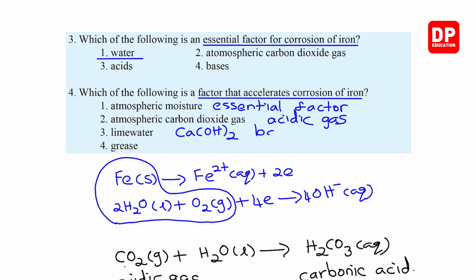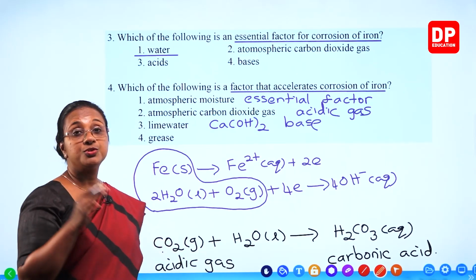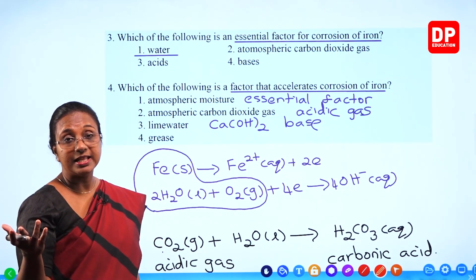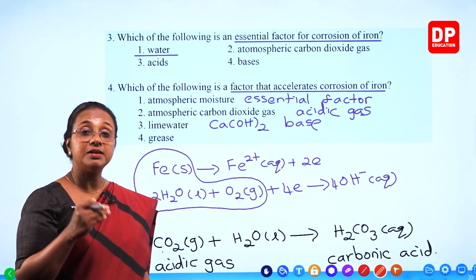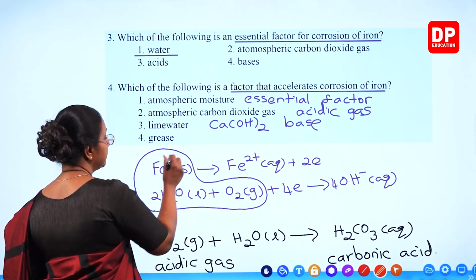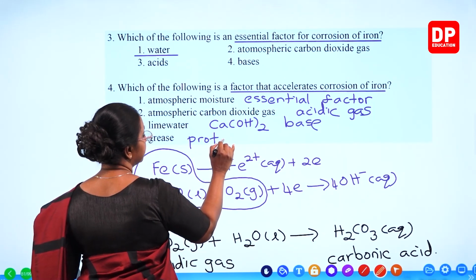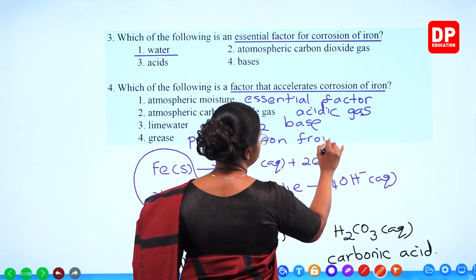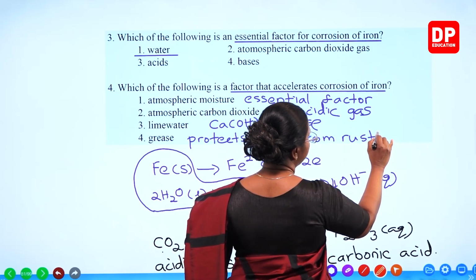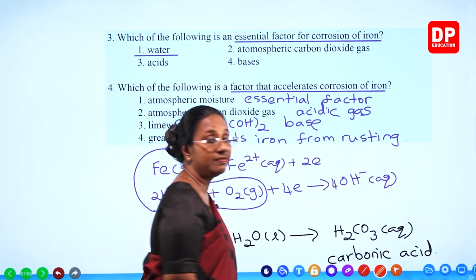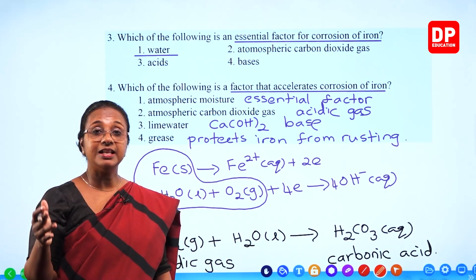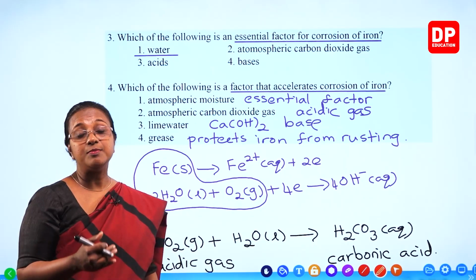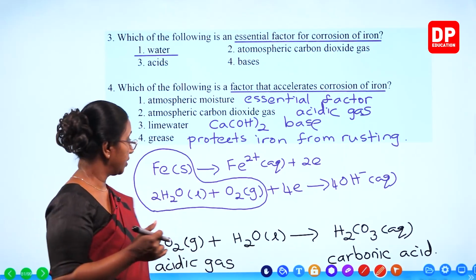That is a base. So grease of course prevents the iron from coming in contact with oxygen and water in the atmosphere. So it actually protects iron from rusting. You can remember the methods of protecting iron from corrosion. We discussed that. Applying oil, grease, paint, they all prevent the contact of iron with atmospheric oxygen and water.